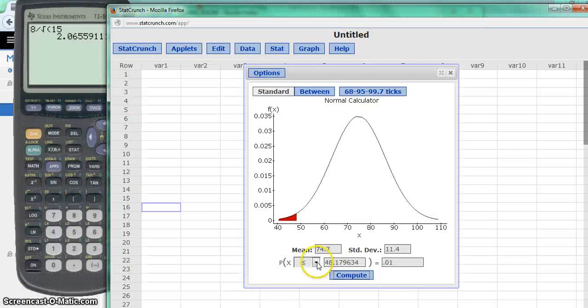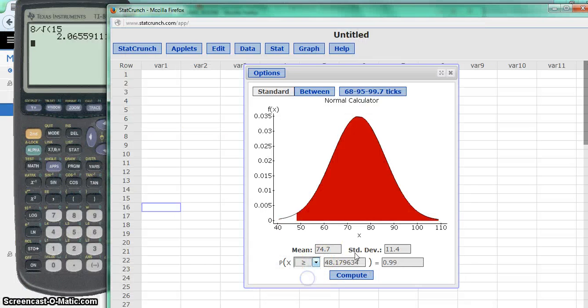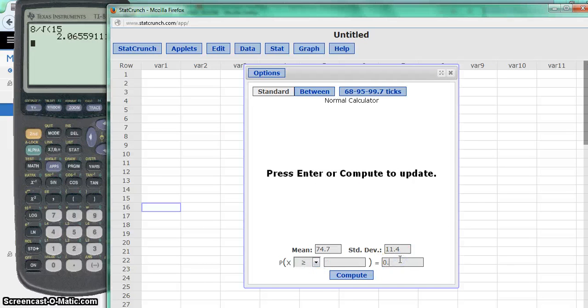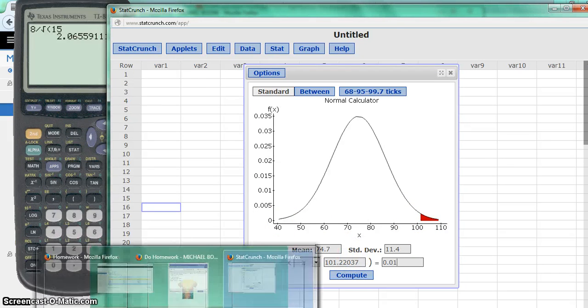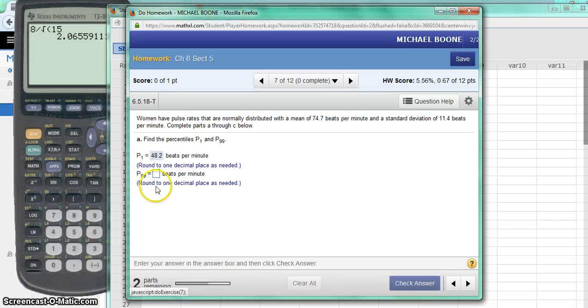I could say that greater than 1% would be a way of doing it. And so it says 101. Again, nice visual. This is that top 1%, so that means 99% is to the left. So 101.2 would be a good answer.